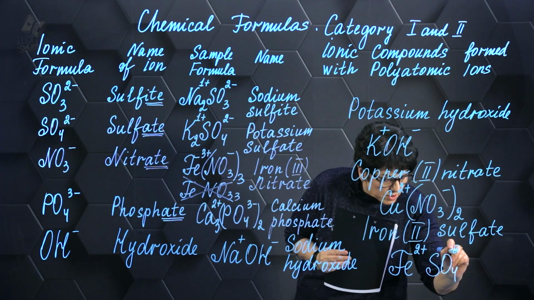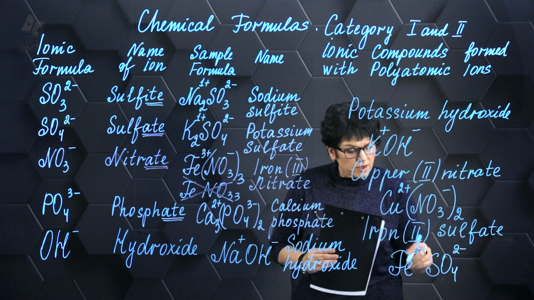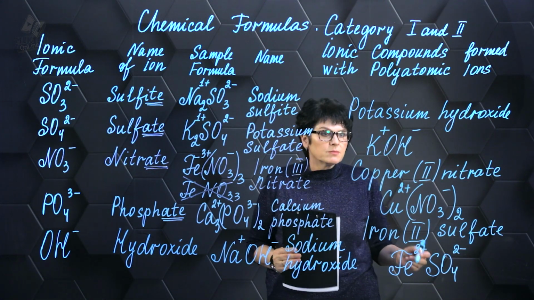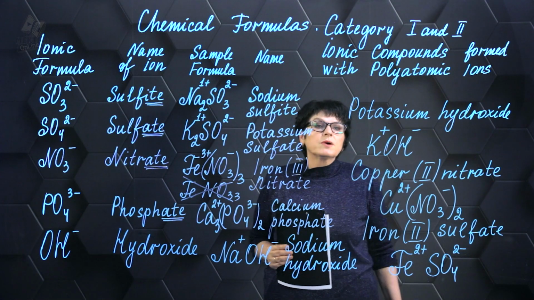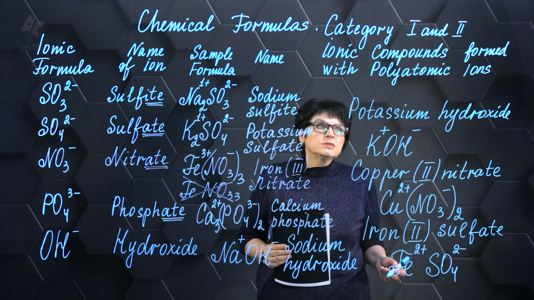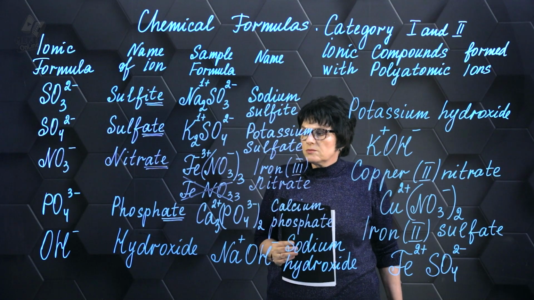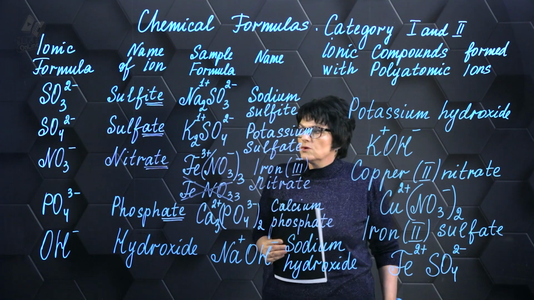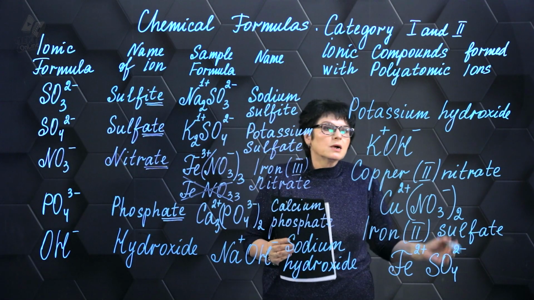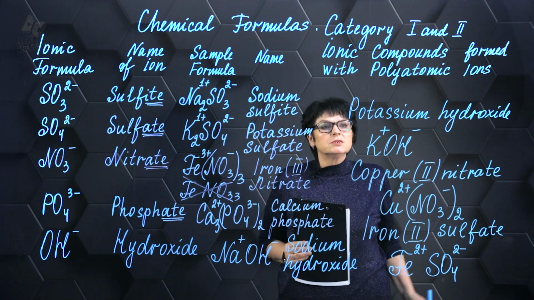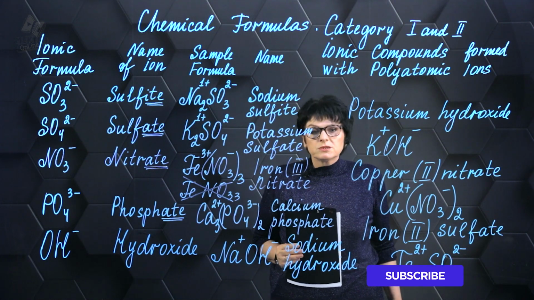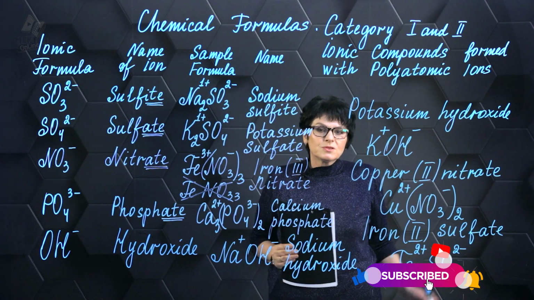So today we managed to come up with names, create formulas, and figure out how to do it with more complex ions with acidic residues, when there are several particles in the composition. How will the name be formed? I hope that in this particular case it also became clear to you and you will do it right. However, that is all for today. Goodbye.